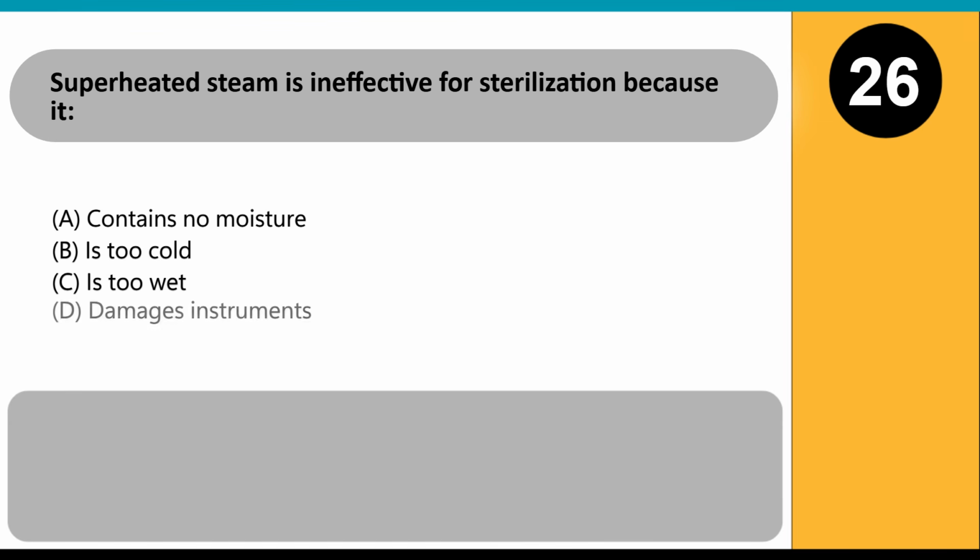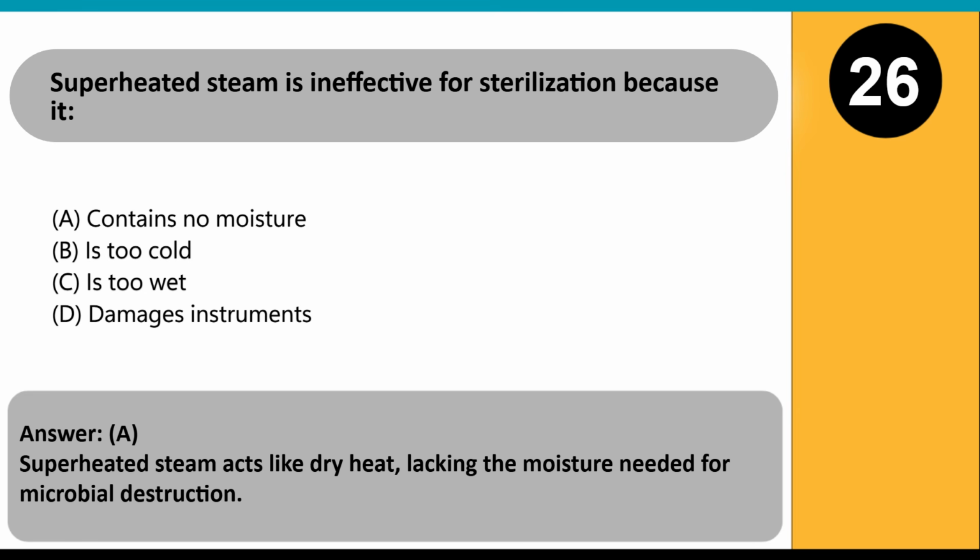Superheated steam is ineffective for sterilization because it A. Contains no moisture, B. Is too cold, C. Is too wet, D. Damages instruments. Answer: A. Superheated steam acts like dry heat, lacking the moisture needed for microbial destruction.